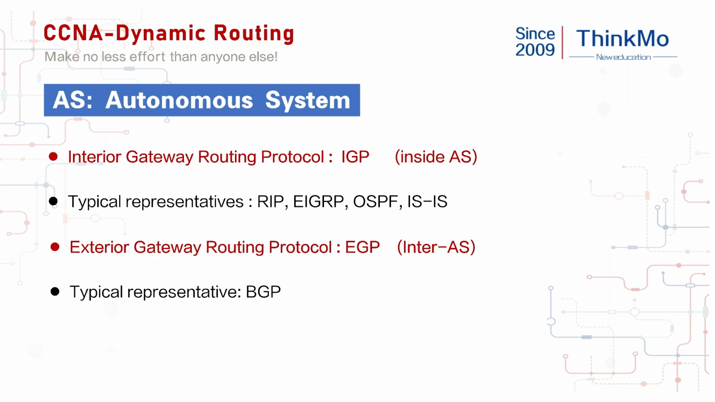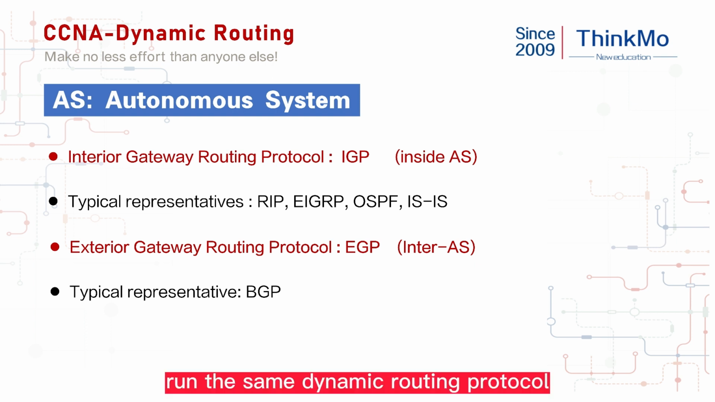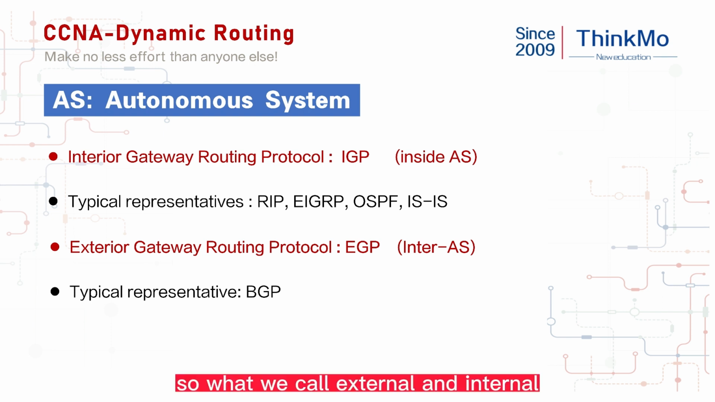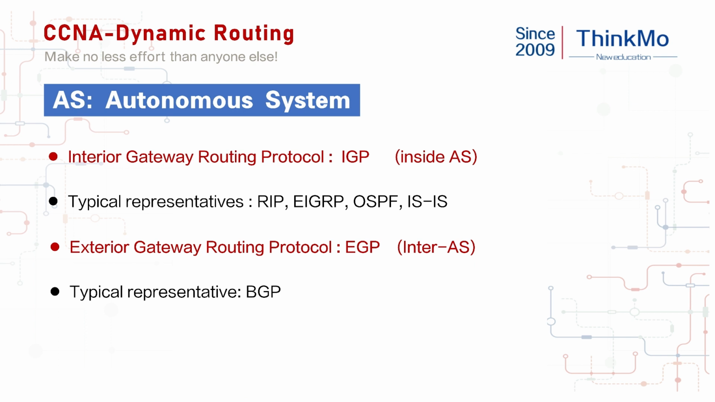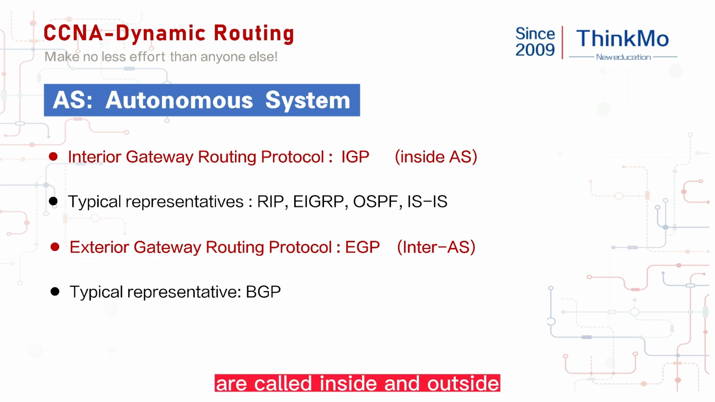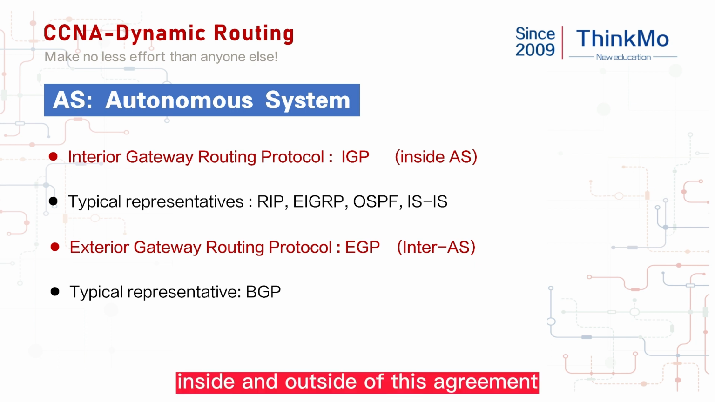I said it before. Within an AS, run the same dynamic routing protocol. The strategy is relatively simple. It is a network built by a unified manager, called AS. So what we call external and internal refers to an autonomous system. Like a door. The outside of the door and the inside of the door are called inside and outside. Inside and outside of this agreement refers to the autonomous system.